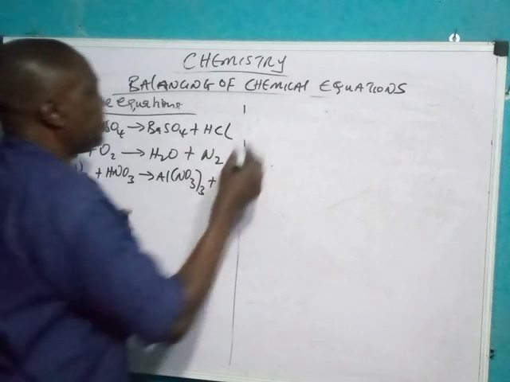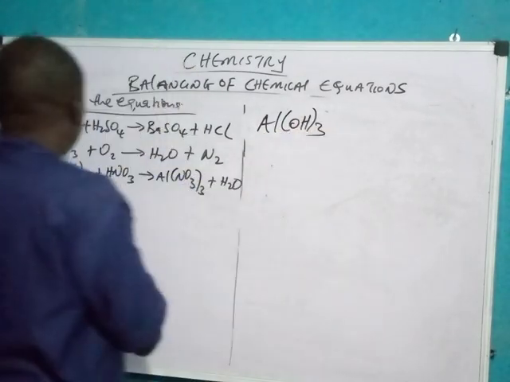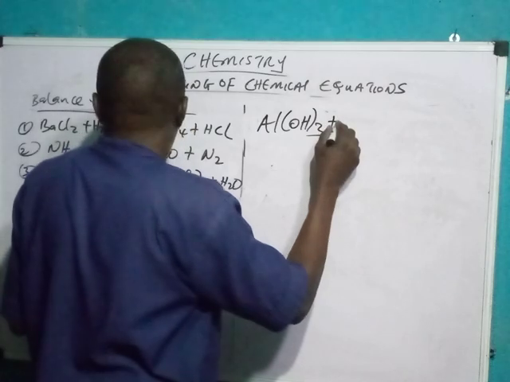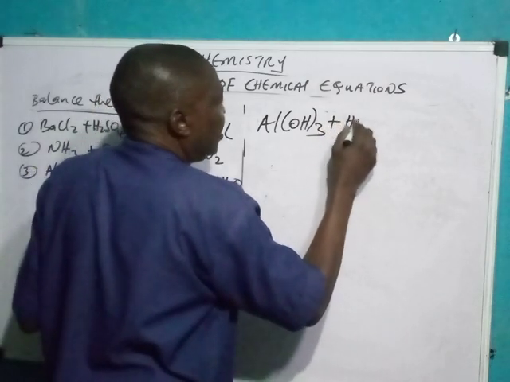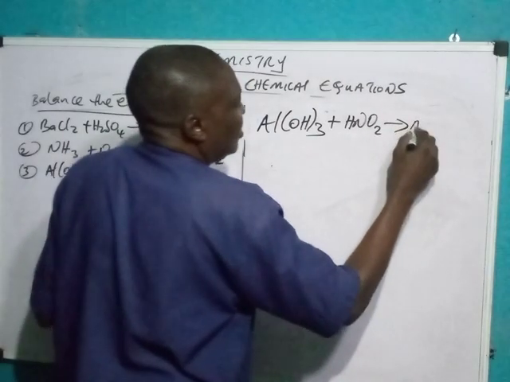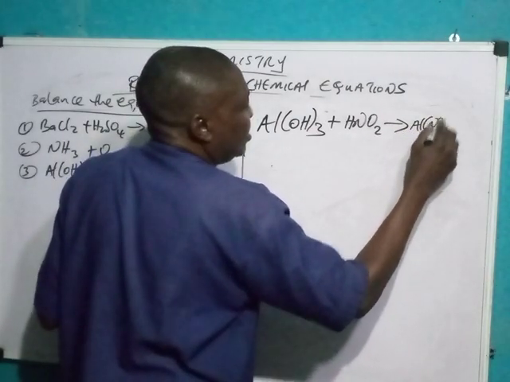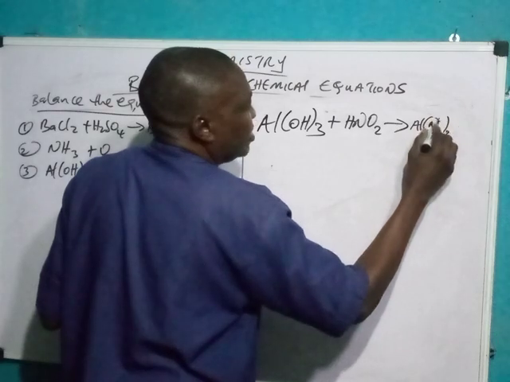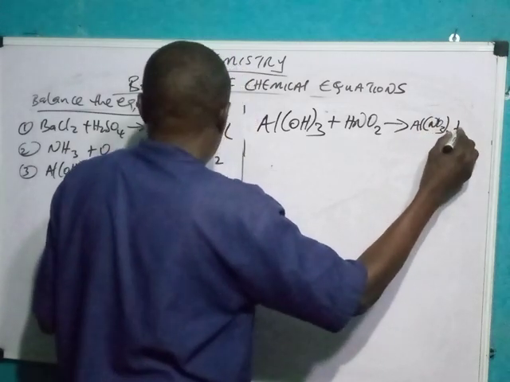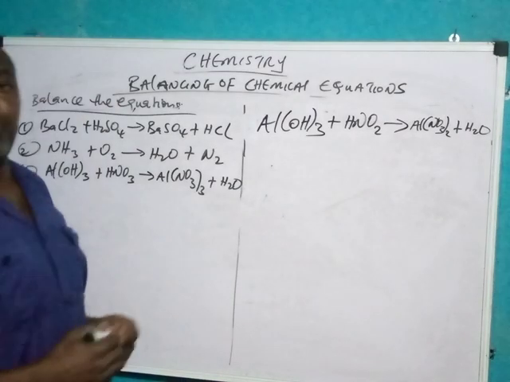The last one is AlOH3 plus HNO3 to give you Al(NO3)3. Let's write it well. Plus H2O. This is the equation before us to balance.